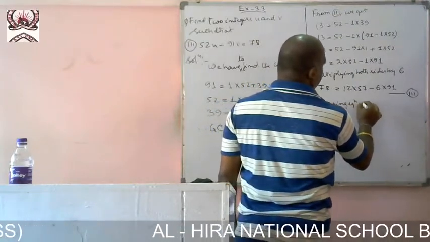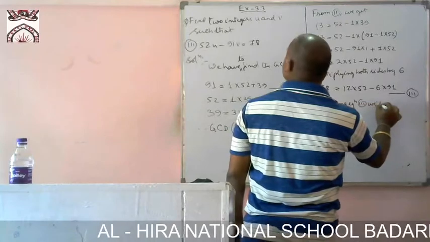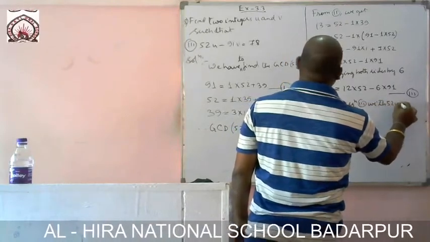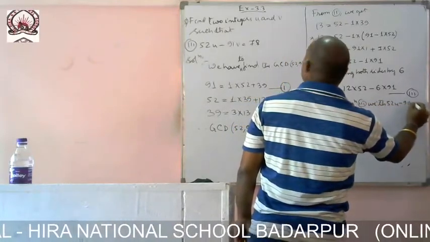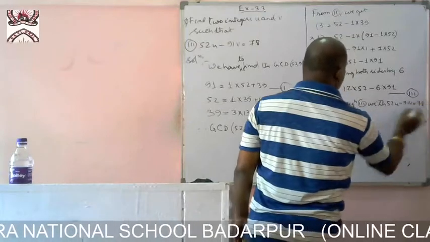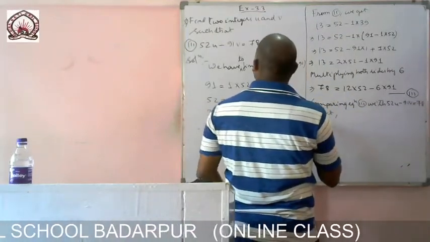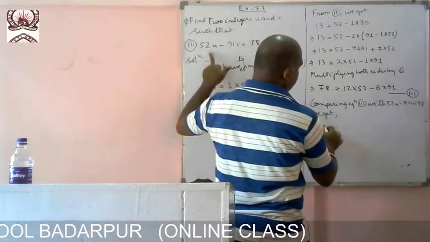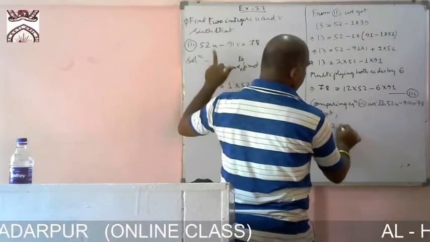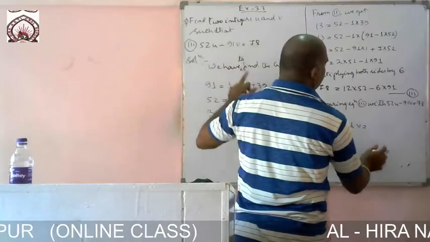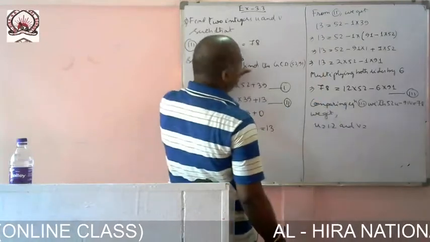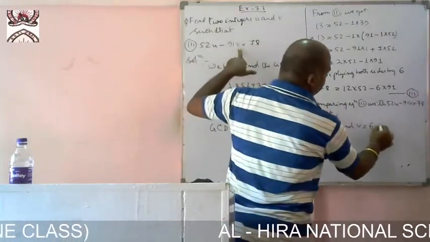Comparing equation 3 with 52u minus 91v equal to 78, we get u equal to 12 and v equal to 6. Clear?